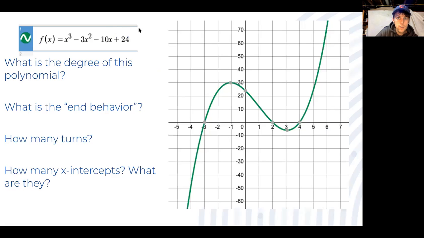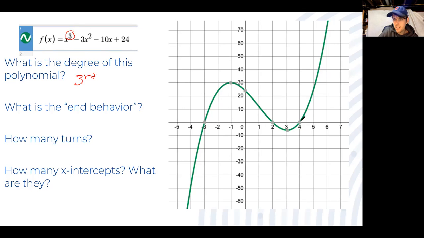Let's go ahead and take a look at this particular example right here and answer a few questions about it. So a polynomial is graphed here. Nice scaling already. What is the degree of this polynomial? Well, since we have the equation right there, it's easy to see that the degree is 3. So this is a third degree polynomial, but we could also look at it and see other things about it.